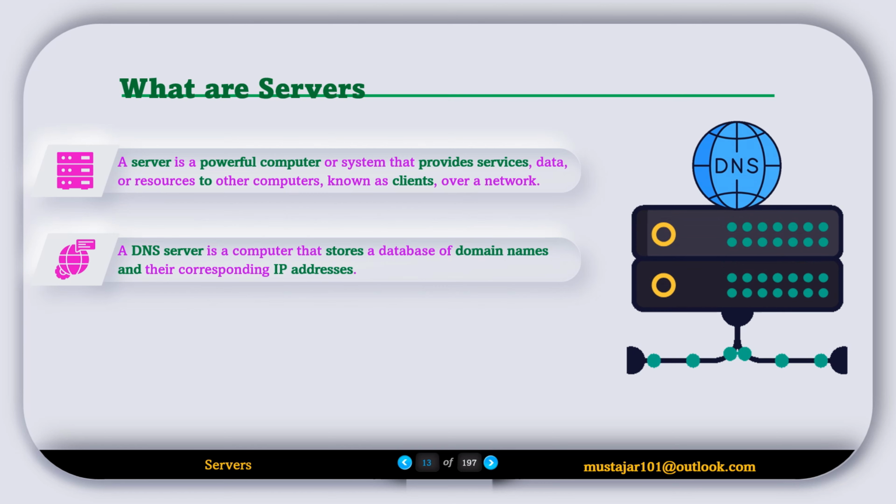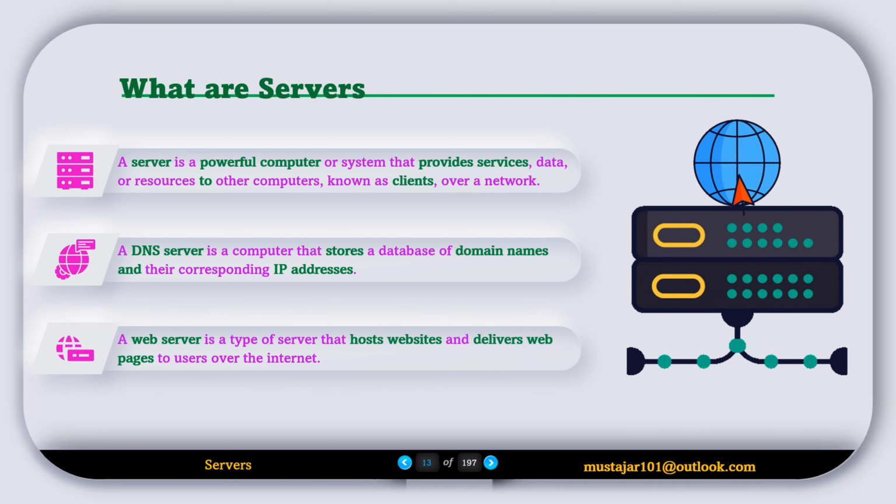You need to know two types of servers. First one is the DNS server and second one is the web server. A DNS server is the computer that stores a database of domain names and their corresponding IP addresses. A web server is a type of server that hosts websites and delivers web pages to users over the internet.